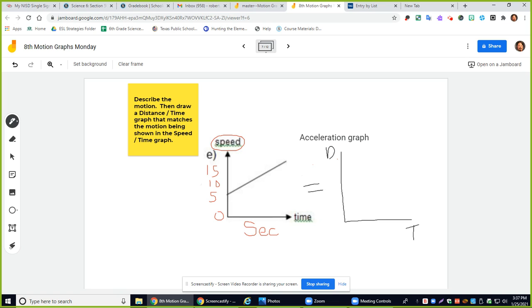This is all about practice. Practice makes perfect. All right, so here's what it should look like. Here's a distance time graph to match that speed time graph. It should look like this. Getting faster and faster and faster. Okay? So notice I have an equal sign here. That means that they are the same or they are equal. So in other words, this graph, the speed time graph, is showing the exact same thing as this graph, the distance time graph.